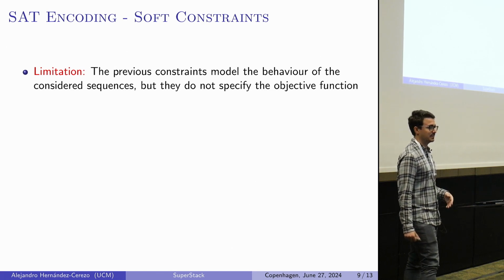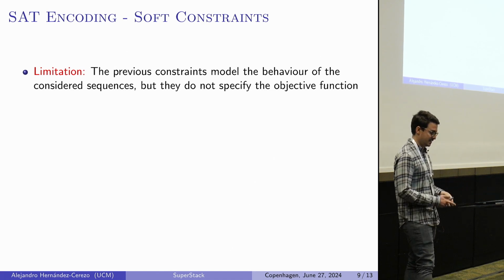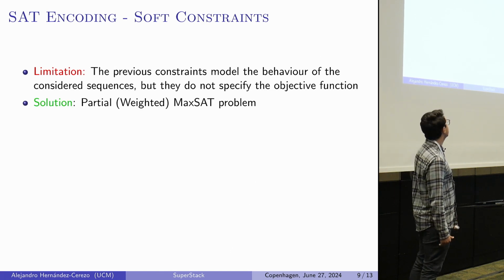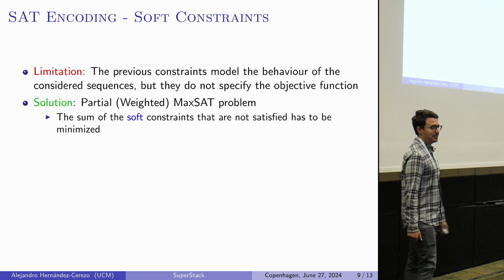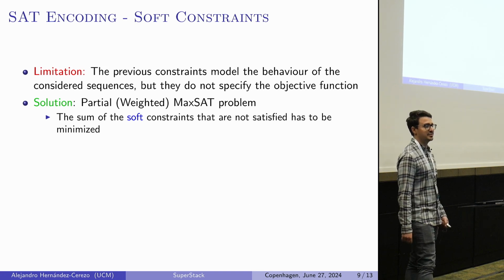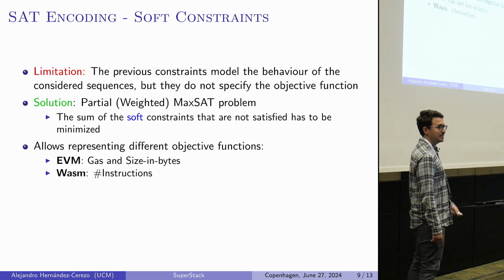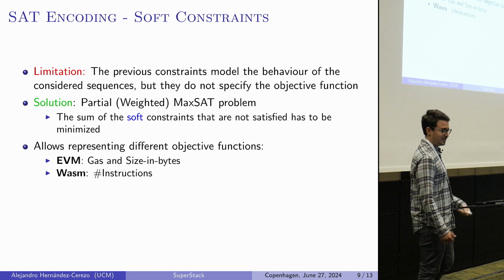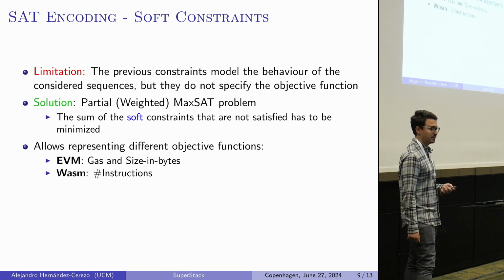However, this is not enough to specify the objective function we want to optimize. So our proposal here is to apply partial weighted MaxSAT techniques. So the key thing of using a MaxSAT solver is that it tries to minimize the sum of the soft constraints that are not satisfied. This means that we can represent different objective functions, such as the one I mentioned earlier, and also, in general, even more complex objective functions can be expressed using this framework.